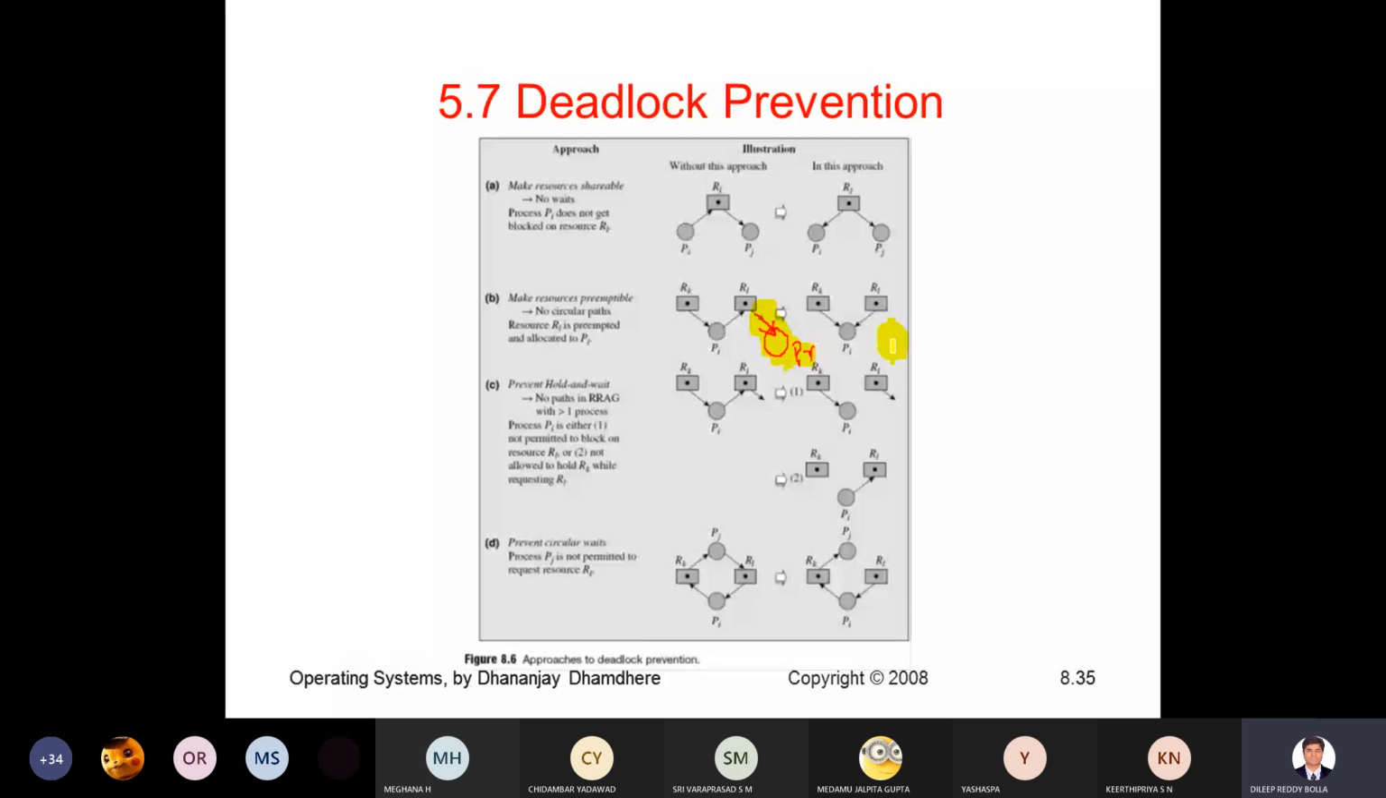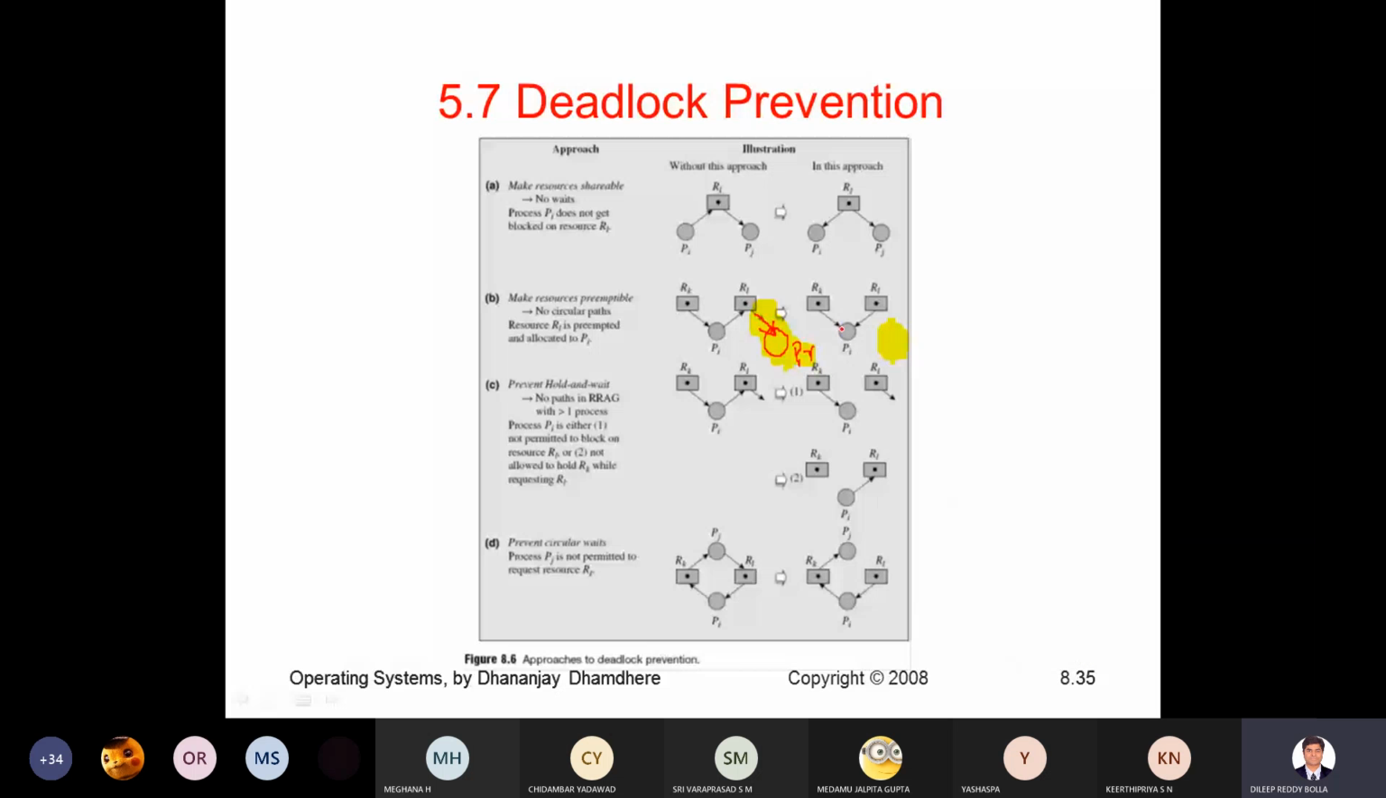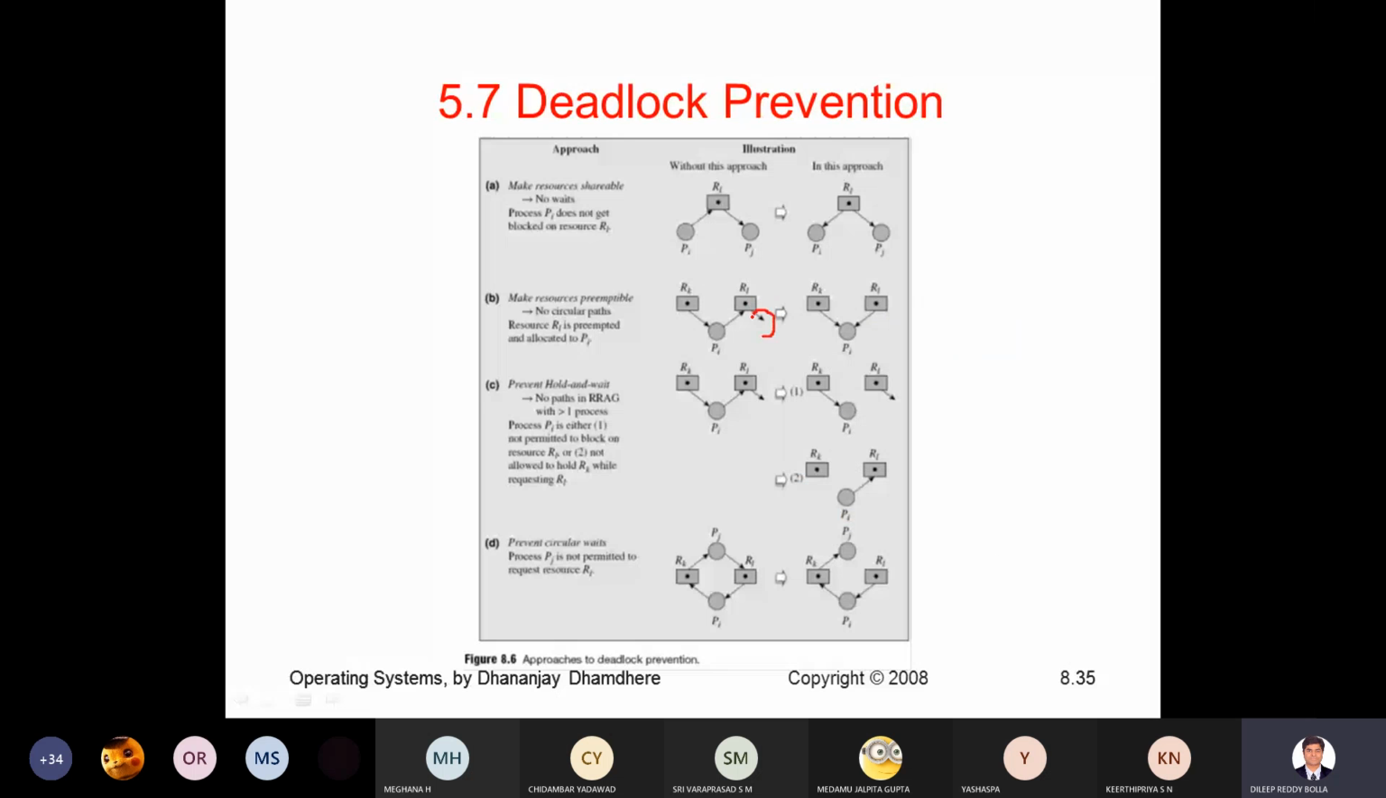Correct? So how are we able to do that? We preempted this, which means we have prevented it from being given to this portion. Just look at this. I'll erase it off. So this portion, we have eliminated this. Because of that, we got this kind of thing. All right. Is that clear to you?